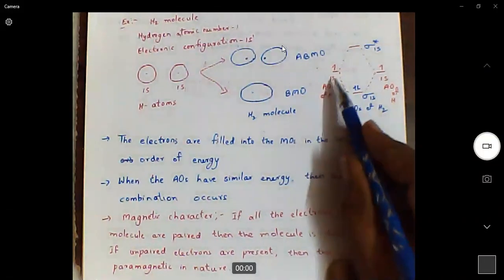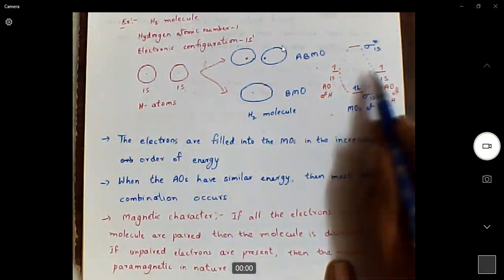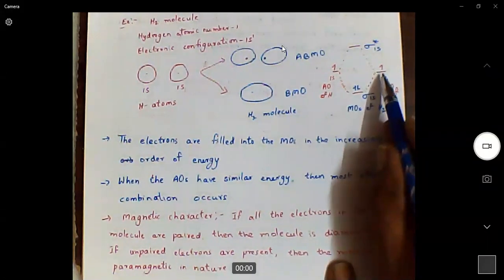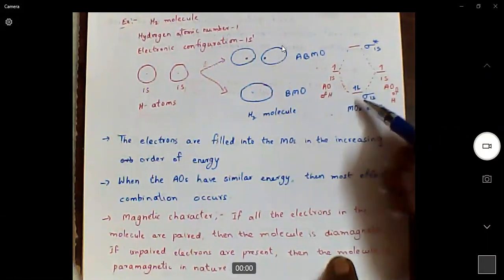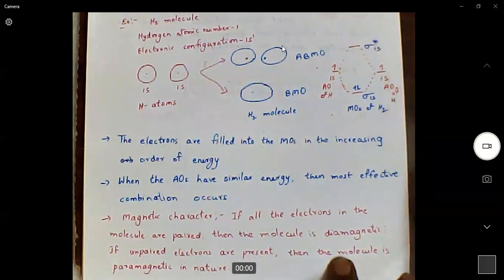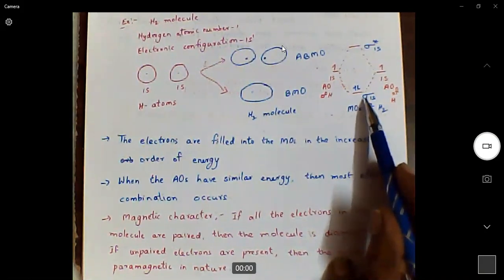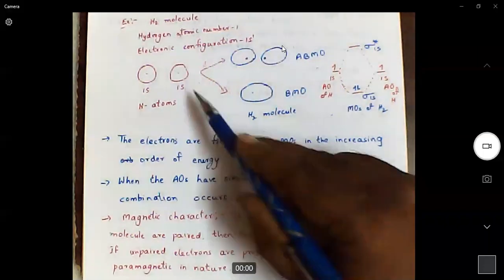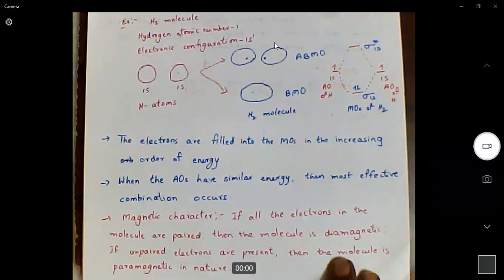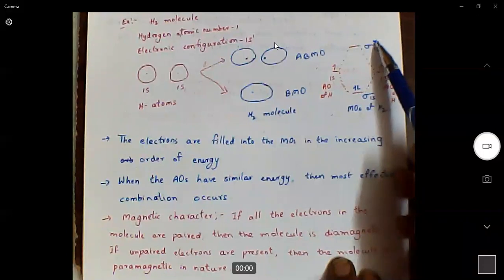So these are atomic orbitals of hydrogens. We have a 1s orbital here, a 1s orbital here. When we combine these two atomic orbitals, they will give two molecular orbitals. One is bonding molecular orbital, another one is anti-bonding molecular orbital. Bonding molecular orbital is represented as sigma 1s because it results in a sigma bond generation from 1s orbitals, and anti-bonding molecular orbital is represented as sigma star 1s because it is an anti-bonding orbital. It is represented with an asterisk.